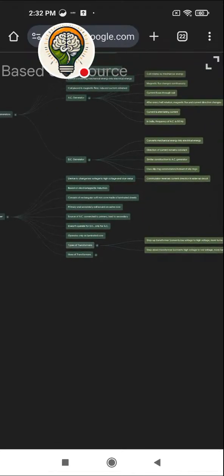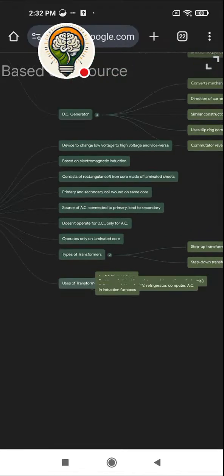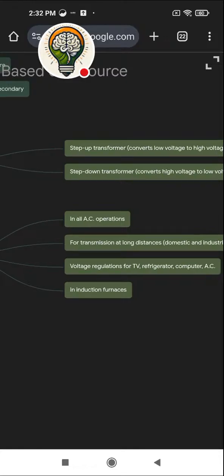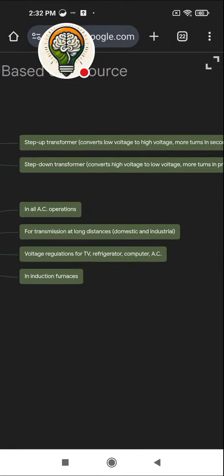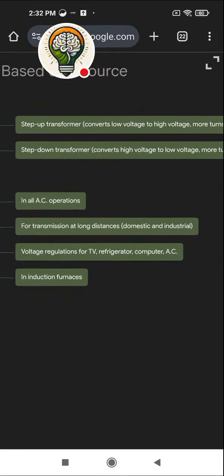Then the uses of transformers: in all AC operations, for transmission over long distances, domestic and industrial use, and voltage regulation for TV, refrigerator, computer, and AC, and in induction furnaces.